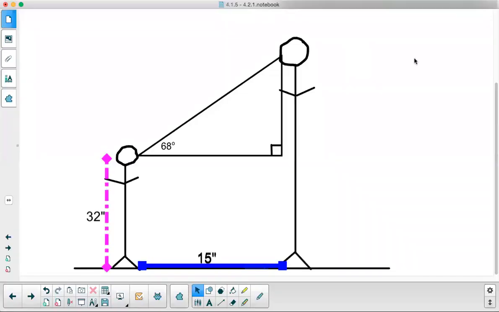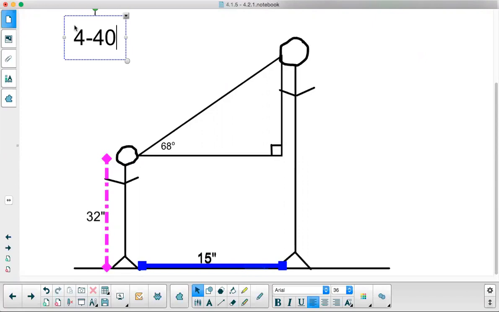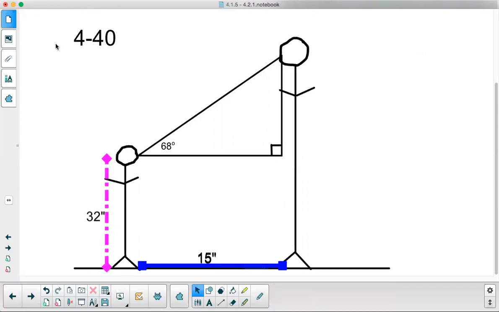Okay, so we are looking at problem 440. And if you wanted to pause the video here and just draw your diagram, it might be helpful for you to be able to understand what, as I go through the question.